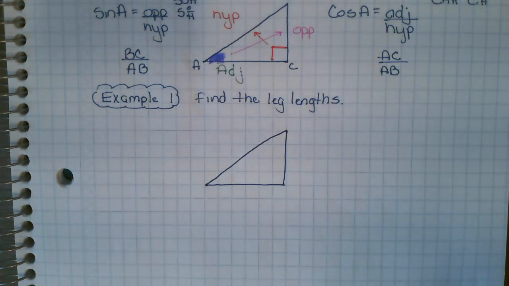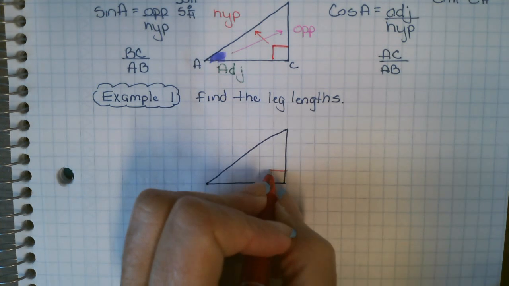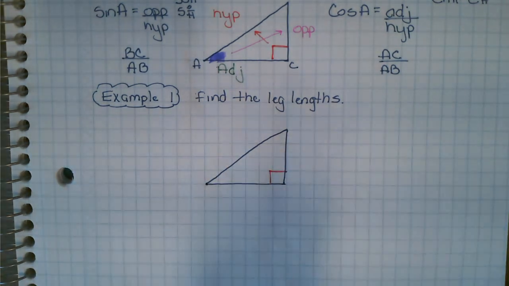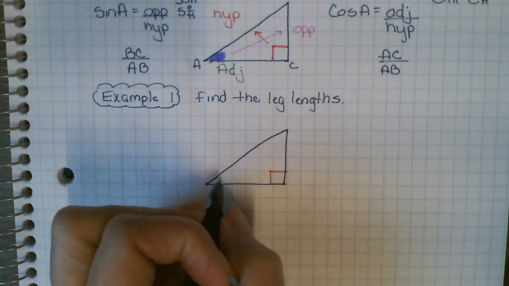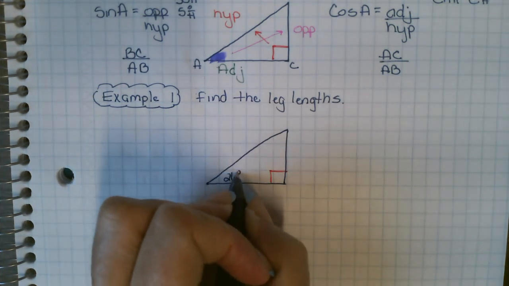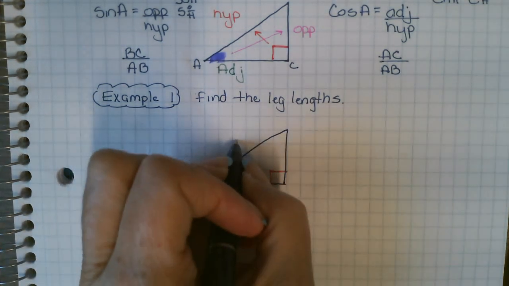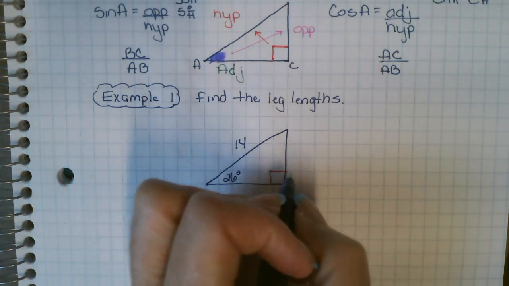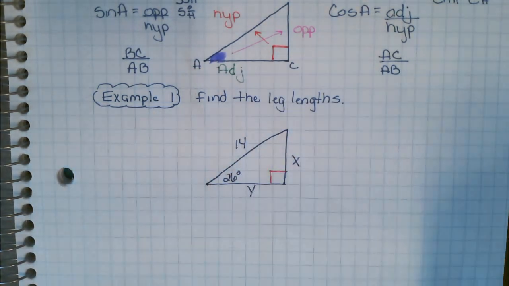Alright, so I'm going to draw this out. What you will notice is that I will have an X and a Y in this one. So I have 26 degrees down here, I have a 14 here, and I have an X and a Y.